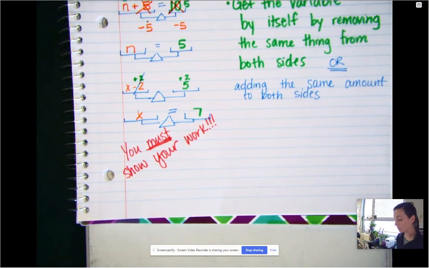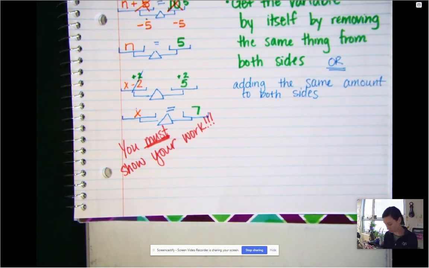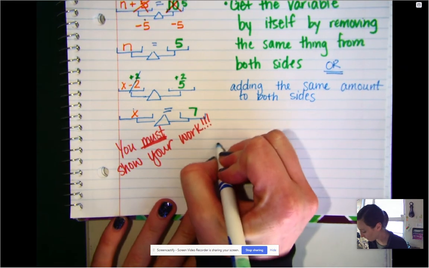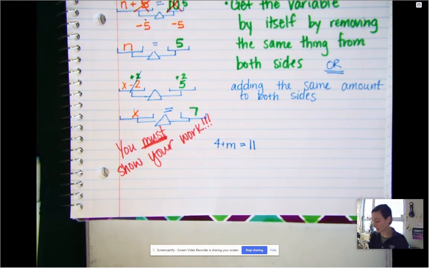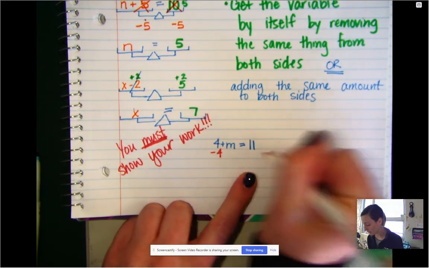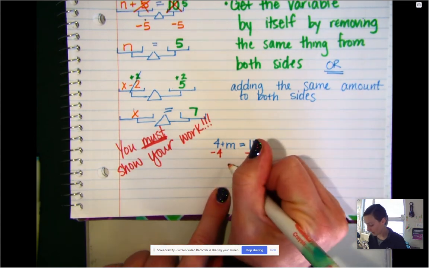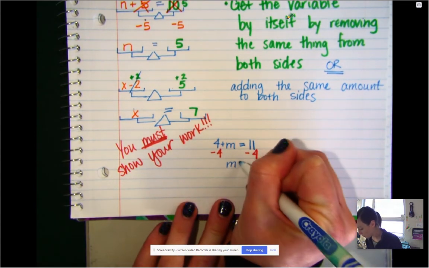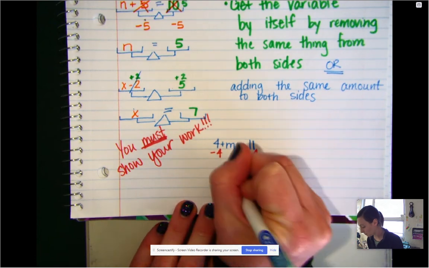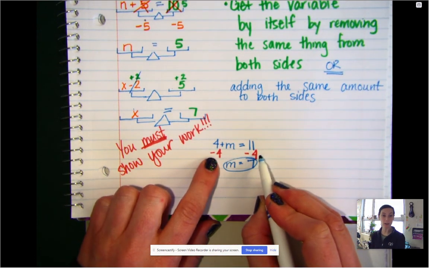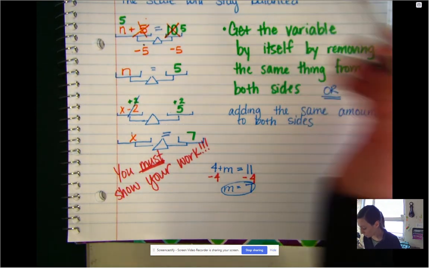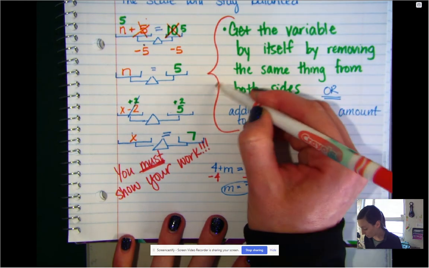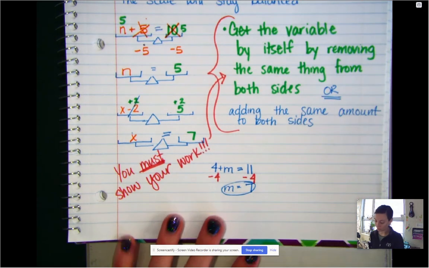So let's do an example of what I mean, because it takes like no extra time. It's very, very straightforward. So if I have, let's say 4 plus m is the same as 11. I need to take away 4 from the m side and take away 4 from the other side, and I end up with m equals 11 minus 4, which is 7. This is what I mean by showing my work. I show what I'm adding or I show what I'm taking away. So this right here is the work that we're showing.